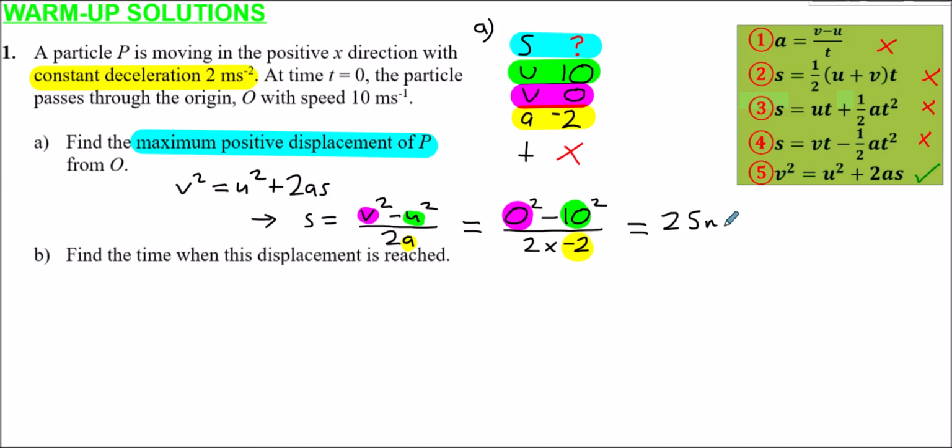So the maximum displacement from O is 25 meters. Part B, find the time when the displacement is reached. So for this one now, what I'm going to do is again just update what we know for SUVAT.